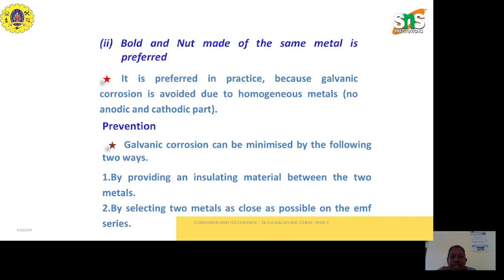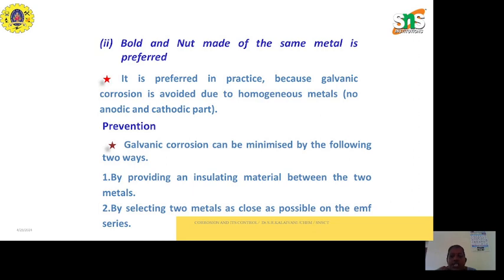Then, a bolt and nut made of the same metal is preferred. Why? It is preferred in practice because galvanic corrosion is avoided due to the homogeneous metal. The main condition for galvanic corrosion is that heterogeneous metals are needed. So no anodic part and cathodic part are formed on homogeneous metal surfaces.